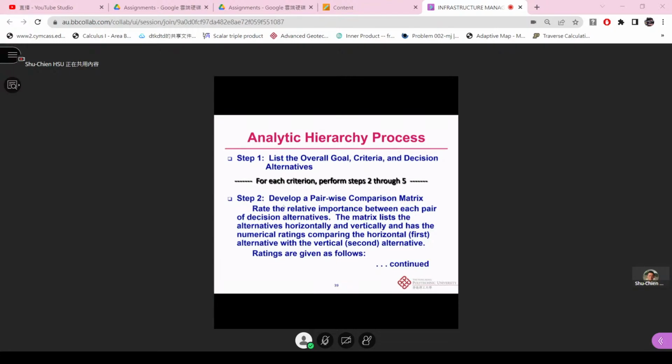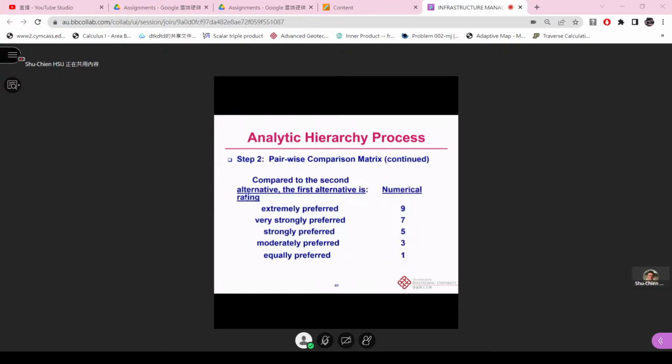The first step is to list the overall goal, criteria, and the decision alternatives. And for each criterion, we perform steps 2 through 5. In step 2, we develop a pairwise comparison matrix. We are going to have several matrices that we need to calculate for AHP. We rate the relative importance between each pair of decision alternatives, and the matrix lists the alternatives horizontally and vertically, with numerical ratings comparing the horizontal first alternative with the vertical second alternative. The ratings are given as follows.